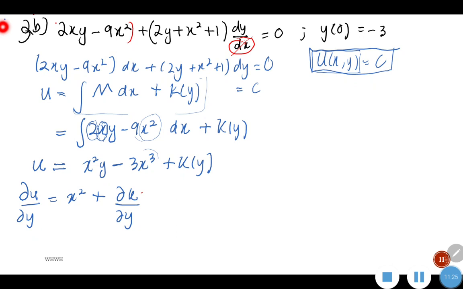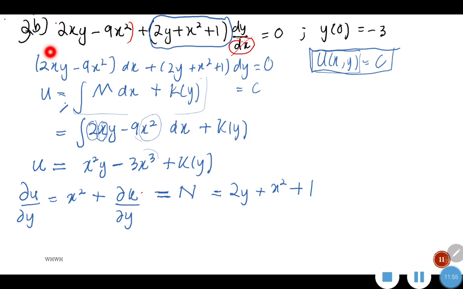Okay, and remember del u over del y is equals to N. Okay, next step kita samakan dia dengan N. Kita dah buktikan, refer to my video part 1, kenapa tiba-tiba N muncul kat sini. Alright, and this N is equals to 2y plus x square plus 1. Okay, this is our N, right?